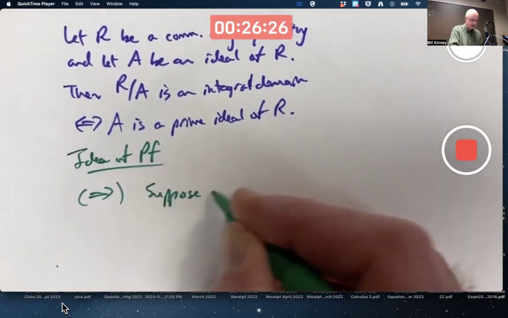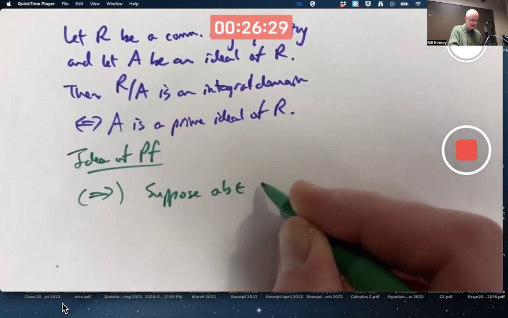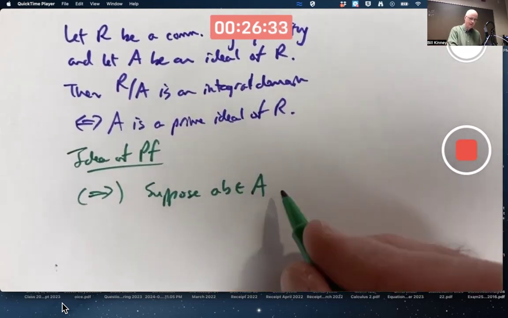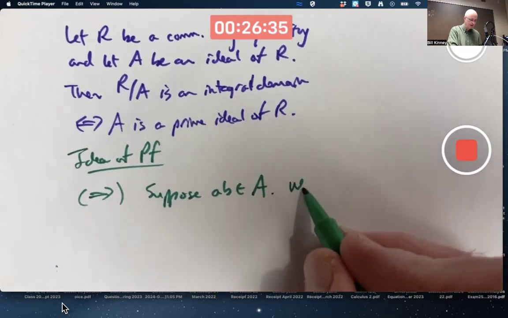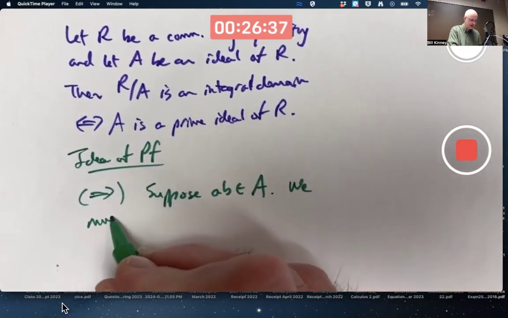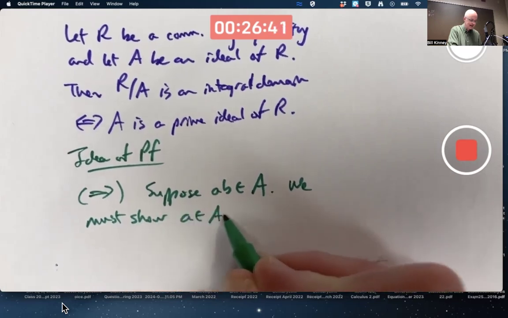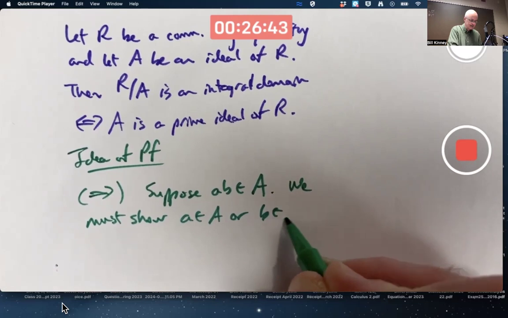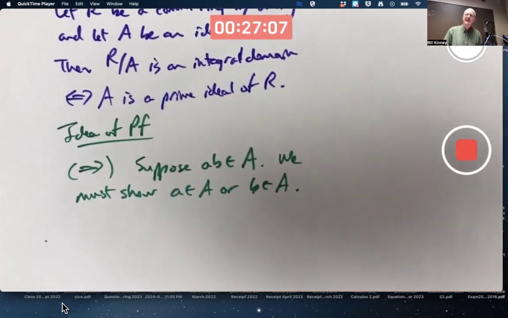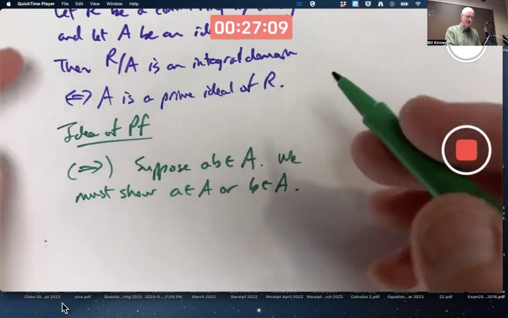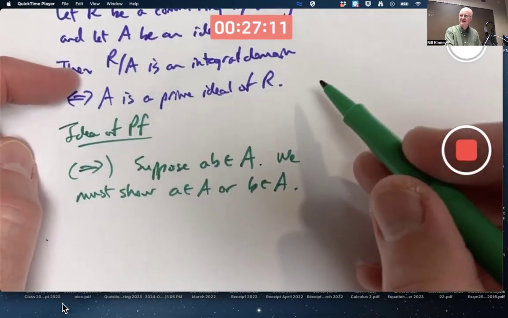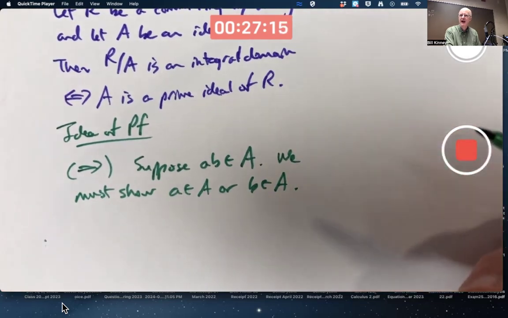Suppose you've got a product ab being in the ideal. We must show, our favorite phrase, we must show a is in the ideal or b is in the ideal. We've got to relate this to the factor ring somehow. It's an integral domain. It's got no zero divisors. How in the world can we relate it to the factor ring?